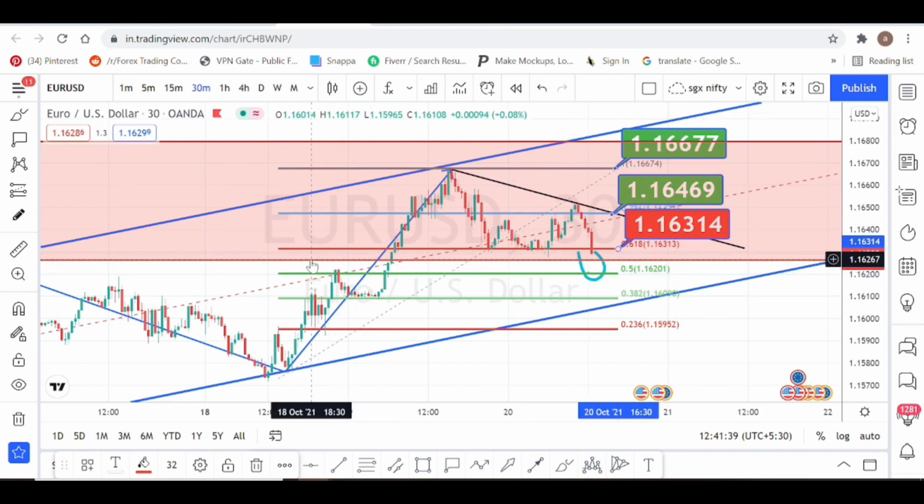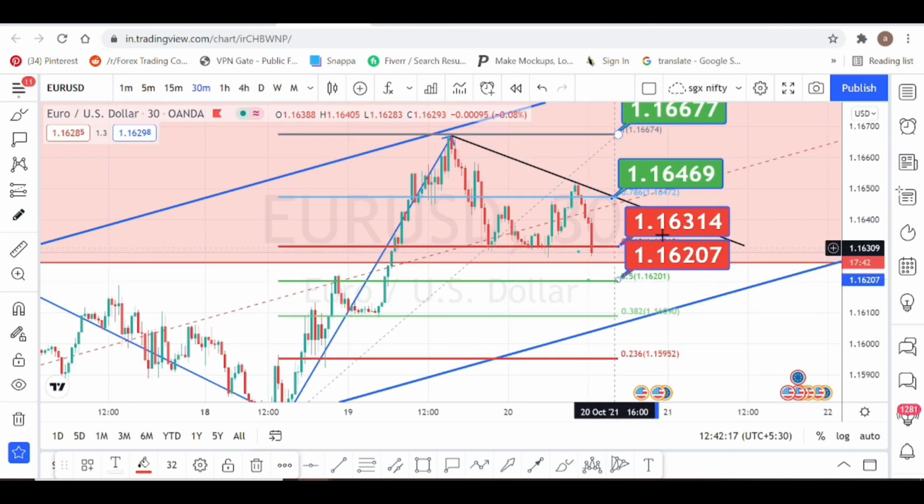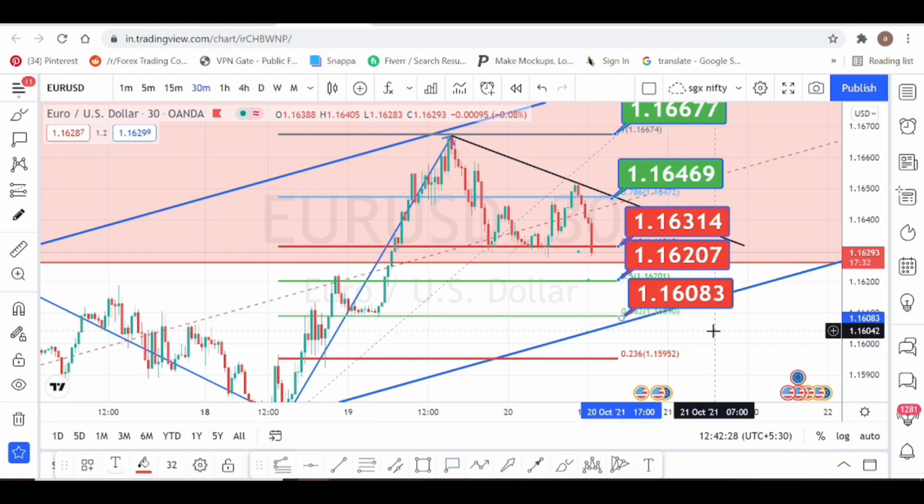We have also support from the higher time frame running over here. Next support is going to be at this level. 1.16207 is going to be the next support. If it breaks that support level, this is going to be the next support. 1.16083 is going to be acting as a next support.